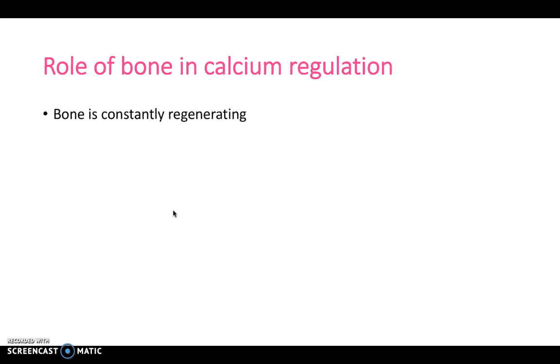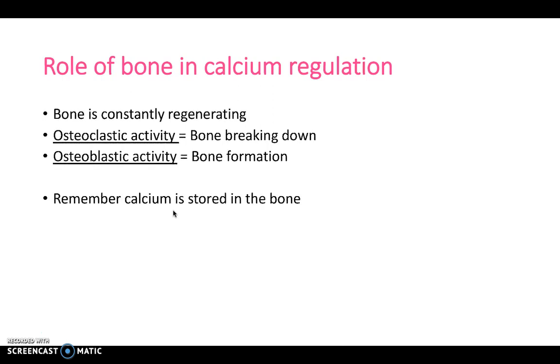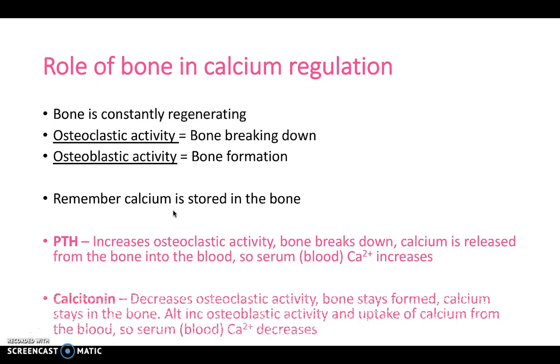How is bone important in all of this? Well, we've said bone is constantly regenerating, and we've got these osteoclasts and osteoblasts which are breaking down and forming bone. And as we've said, calcium is stored in bone. So common sense here says if we're having osteoclastic activity, it's taking calcium from the bone into the blood and therefore increasing serum calcium levels. And calcitonin is going to do the opposite.